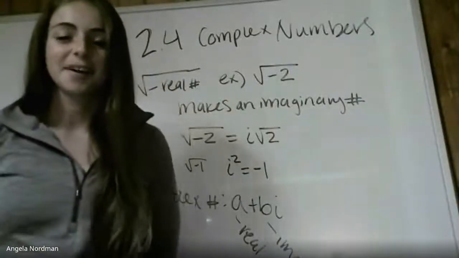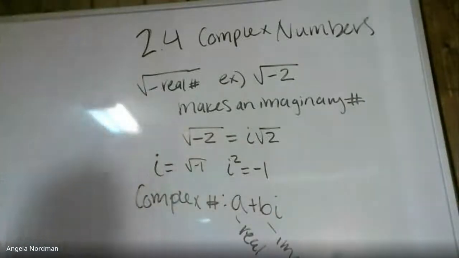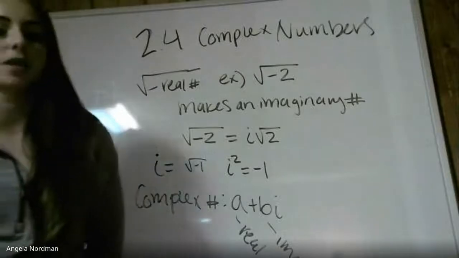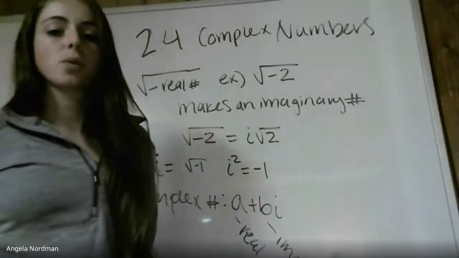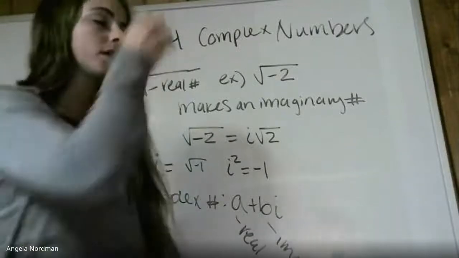Hi. So today we're doing 2.4. 2.4 is dealing with complex numbers. So to know what a complex number is, we have to talk about what an imaginary number is.